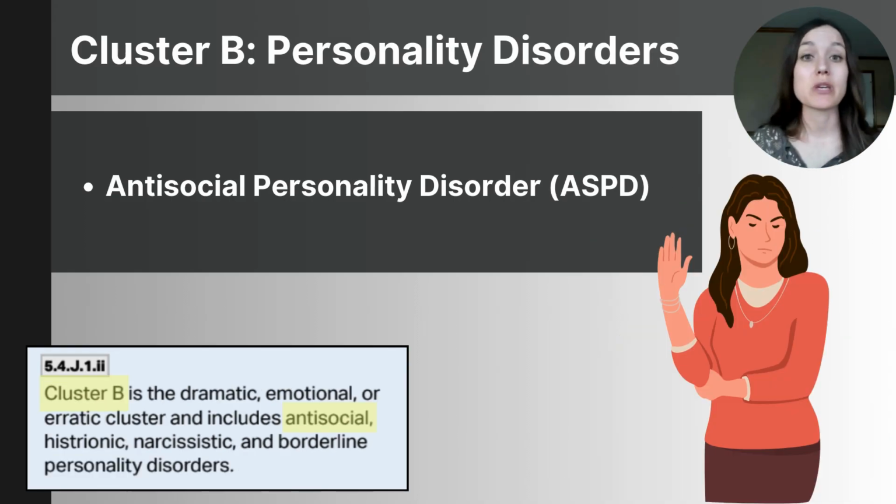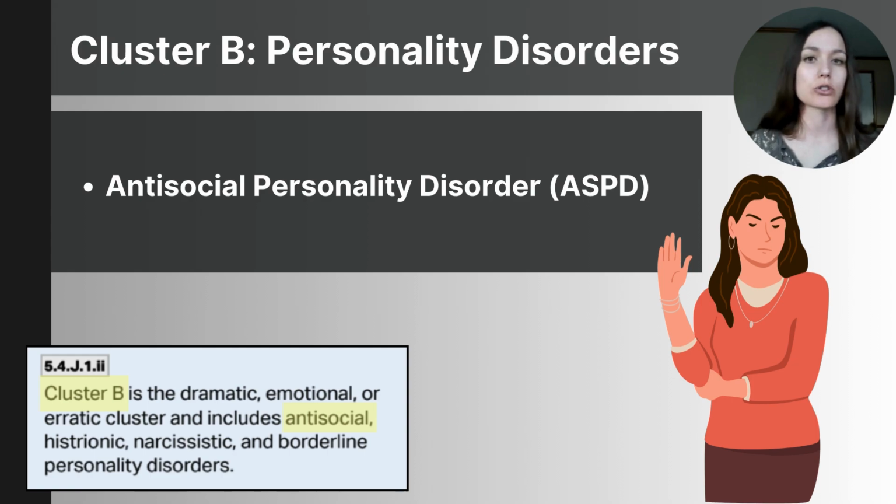Next are cluster B personality disorders. Cluster B personality disorders involve dramatic, overly emotional, or unpredictable behaviors that often cause difficulties in relationships. People with cluster B disorders may struggle with impulse control, intense emotions, unstable self image, and difficulty maintaining healthy connections.